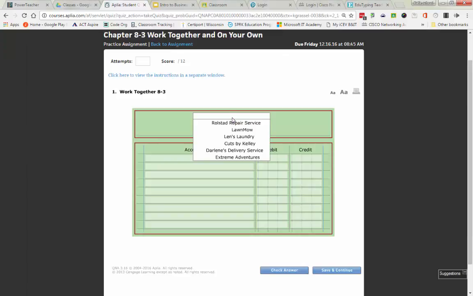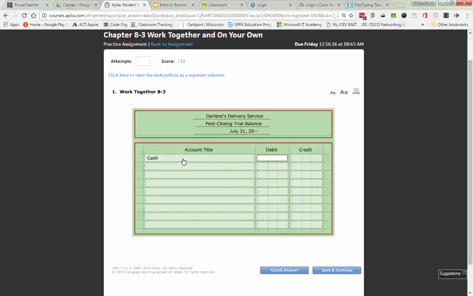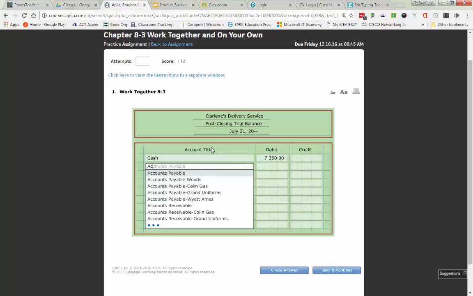So on the very top, the name of our business is Darlene's Delivery Service. The name of our document is a post-closing trial balance, and our date is July 31st of the current year. So now I start with my first account, and I need to put them in account number order. So my first account is cash, and cash has a debit balance of $7,350.